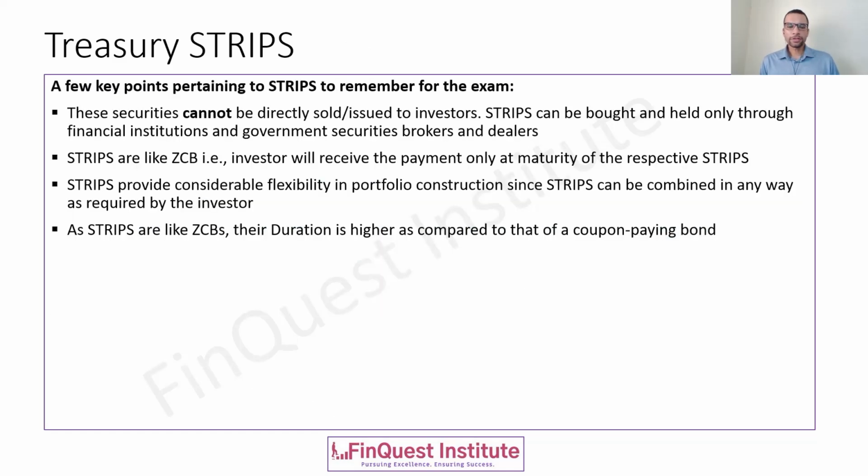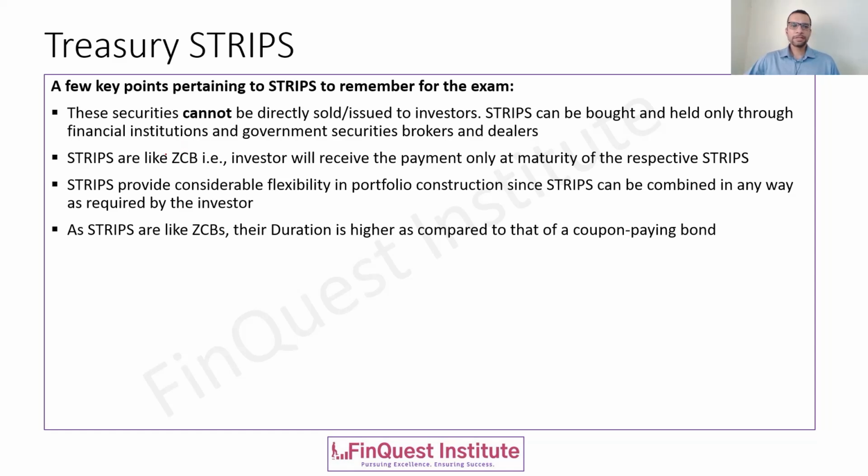Now, a few points which are key to treasury strips. First and very important point to remember is that these kinds of securities cannot be directly sold or issued to investors. Strips can be bought and held only through financial institutions and government approved security brokers and dealers. So the way in which these securities are transacted is slightly different compared to other general securities.